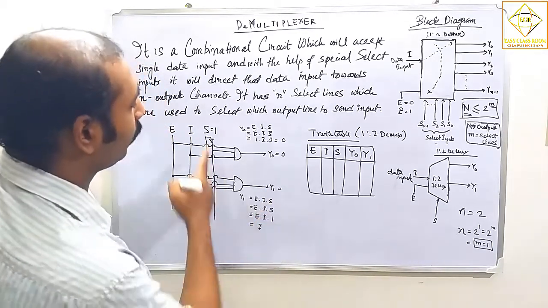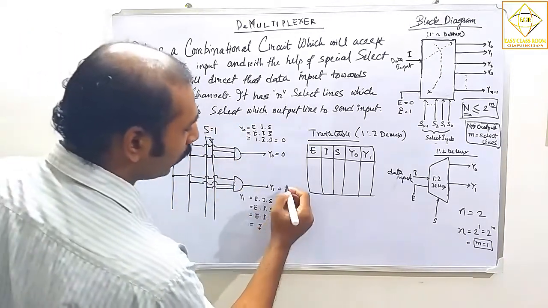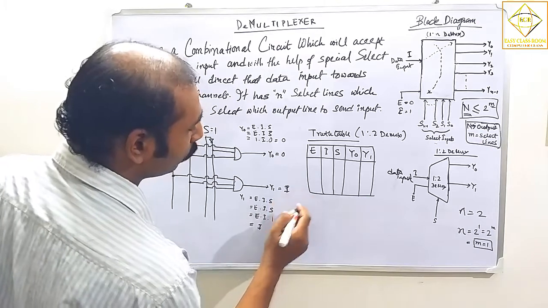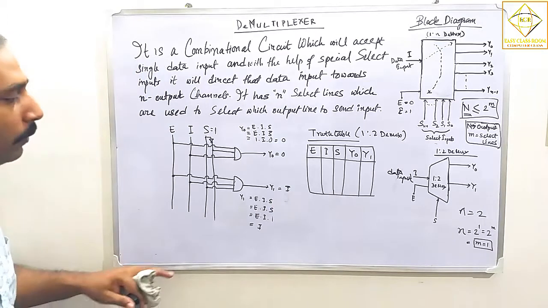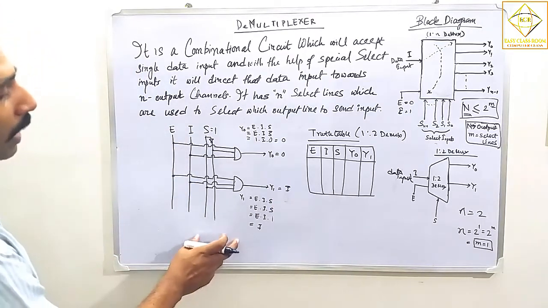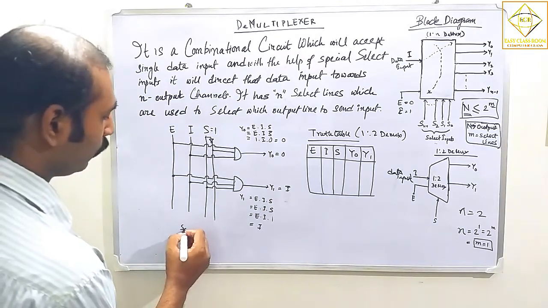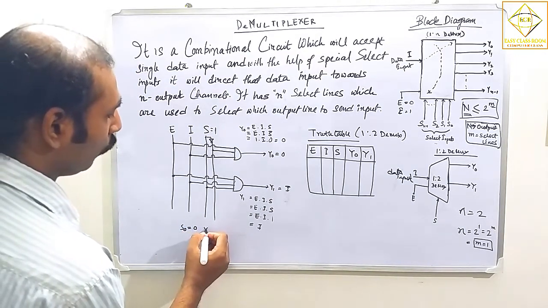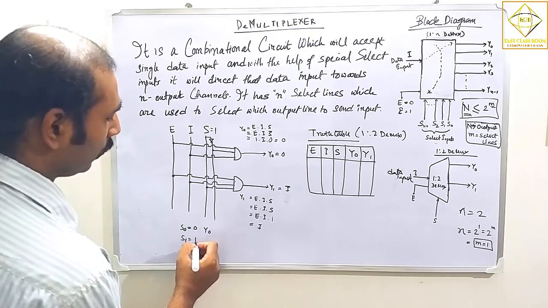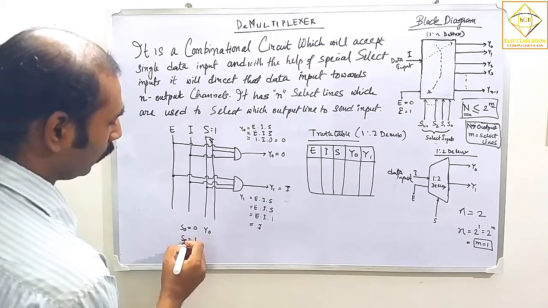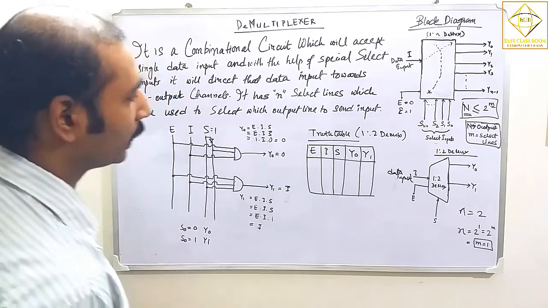At the same point of time, when S equals 1, Y0 will not be selected, Y1 will be selected. So here the output is I. So this is the actual logic of how a demultiplexer works. When S is 0, Y0 will be on, when S is 1, Y1 will be on, or Y1 will get the output.